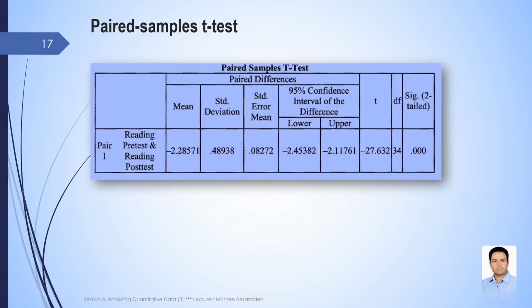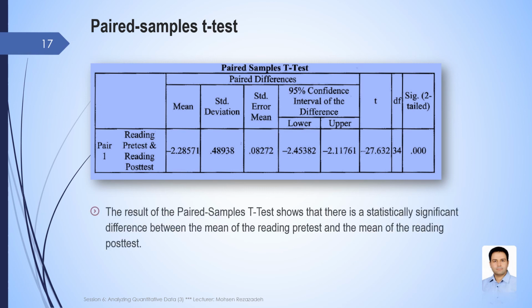This is an example of a paired samples t-test table. The results of the paired samples t-test here show that there is a statistically significant difference between the mean of the reading pretest and the mean of the reading post-test. Again, if you remember in the independent samples t-test table, I said that the most important column in this table is the sig two-tailed column. The first thing you need to do is to find this column and look at the value.